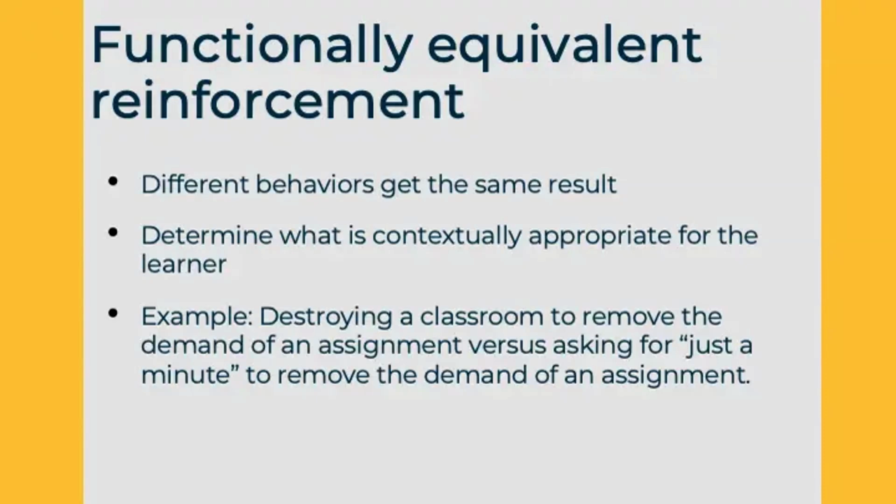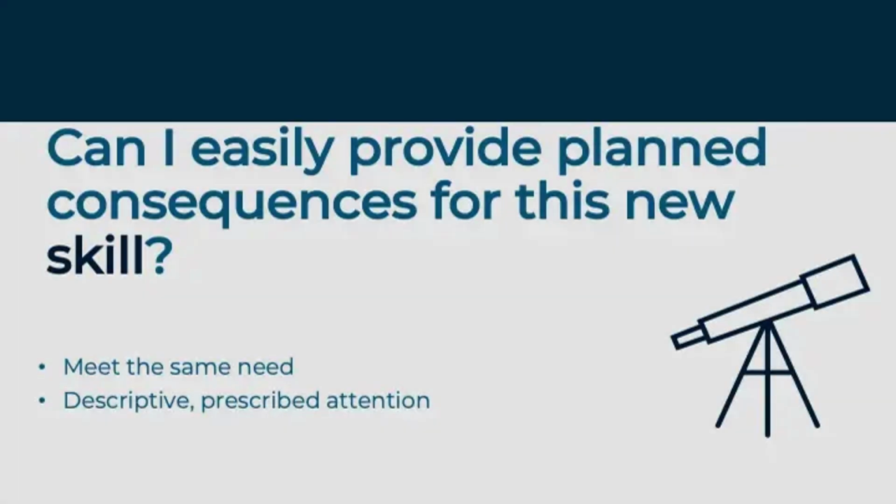For example, if a student's function or need is to remove the demand of an assignment, there are many things we could teach. We can decide if we want to teach that disruptive behavior gets the individual removed from the classroom and the demand, or we could teach them how to request just a minute to remove the demand. Both are functionally equivalent. When planning for problem behavior and instructing replacement skills, the team should be thinking about meeting needs. Meeting needs is the practice of providing planned consequences. So the replacement skill is used again and again and again.